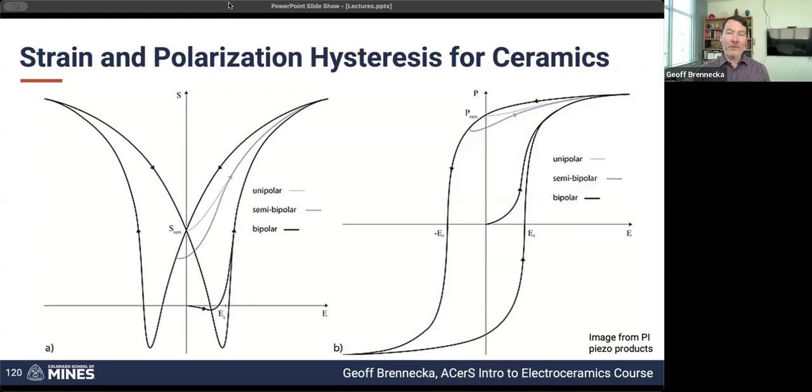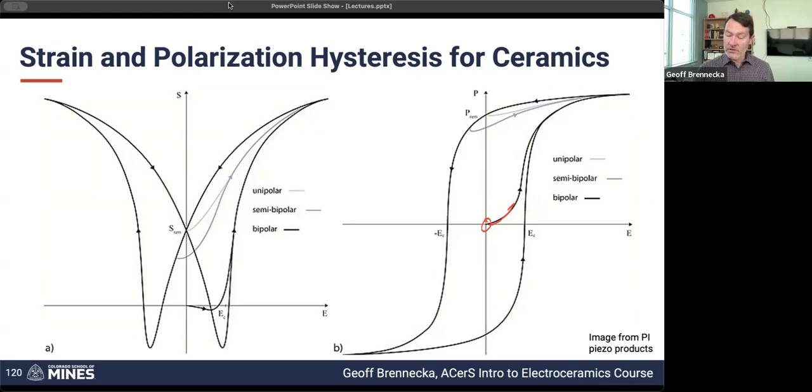These are from PI Piezo Products, a commercial supplier of piezoelectrics. Great looking loops on here. What they're showing is, as we talked about before, when you start off with a completely virgin sample, the first time you pull it, you end up in this hysteresis loop, and you can cycle around that as many times as you want.